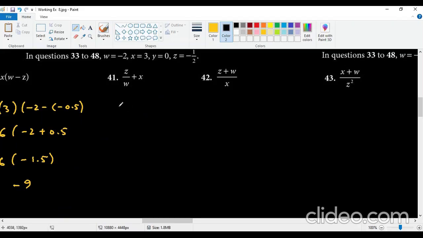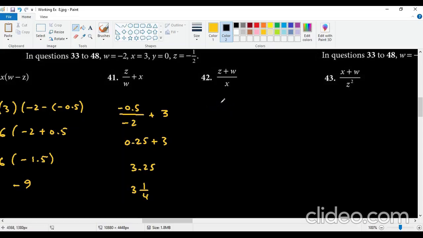Now z is negative 0.5, divided by w, whose value is negative 2, plus the value of x, which is 3. Negative negative is going to be positive, and 0.5 divided by 2 is going to give you 0.25, plus 3, so 3.25 is going to be your answer for question number 41. Or you can say 3 whole 1 over 4, both are the same.